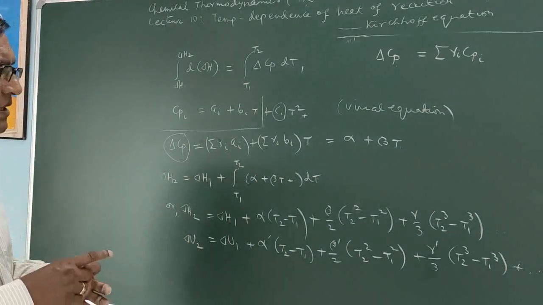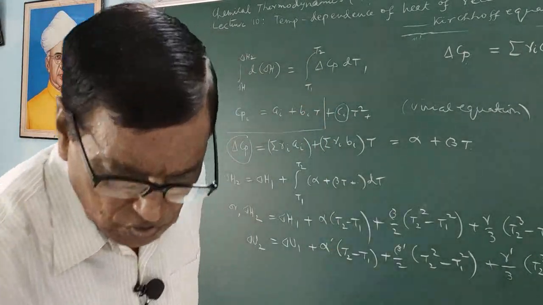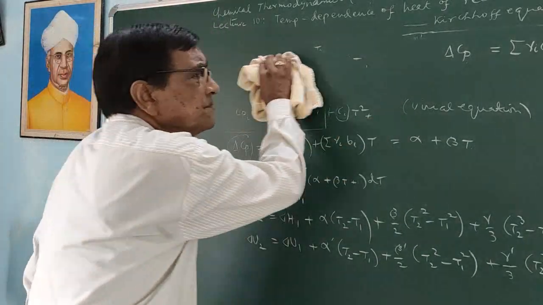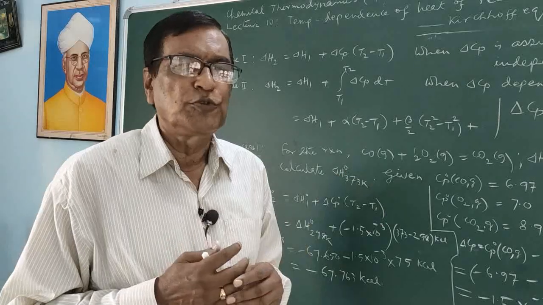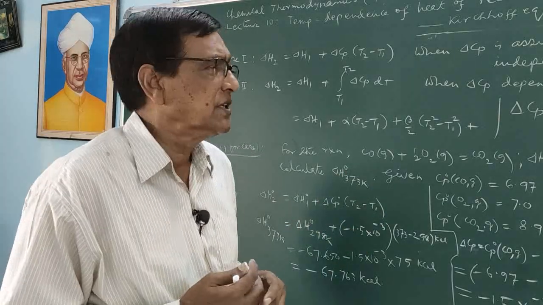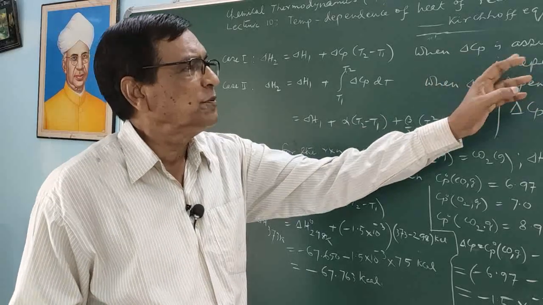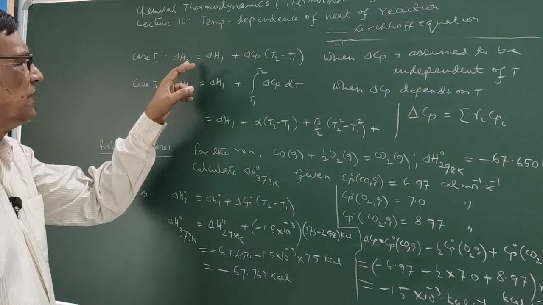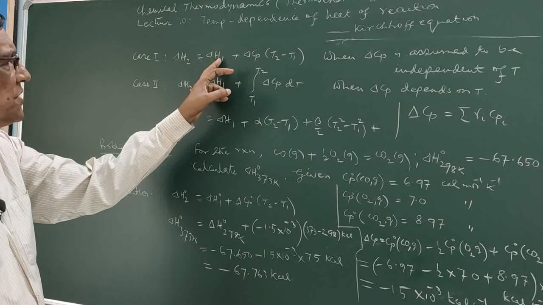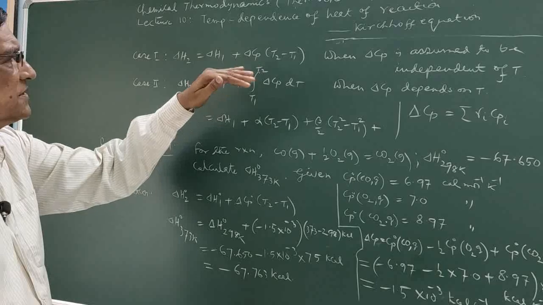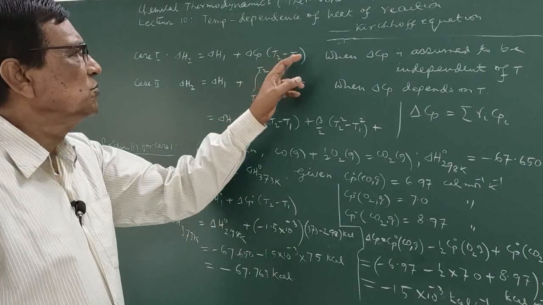I shall put two important problems to illustrate this one. Now I shall formulate two forms of this Kirchhoff's equation. One is case 1, when del Cp is assumed to be independent of T. In that case, del H2 is the enthalpy change at temperature T2, and del H1 is the enthalpy change at temperature T1, and del Cp is the difference of molar heat capacity at constant pressure of the products and reactants, times T2 minus T1.